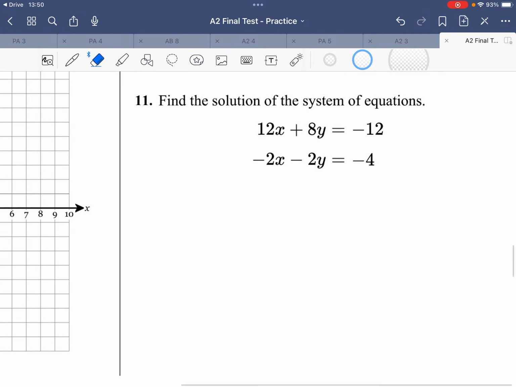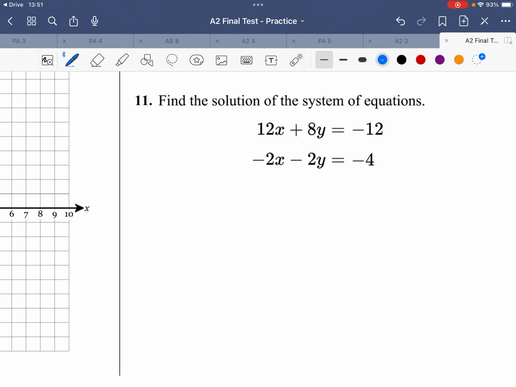Number 11, find the solution of a system of equations. These are two equations that happen at the same time, and I have to find the values of x and y that satisfy both equations simultaneously. This is where we learned how to do it graphically, by elimination and by substitution. The way it's set up in standard form, with all the x's here and all the y's here, seems to be set up for elimination, and that's what I'm going to do.